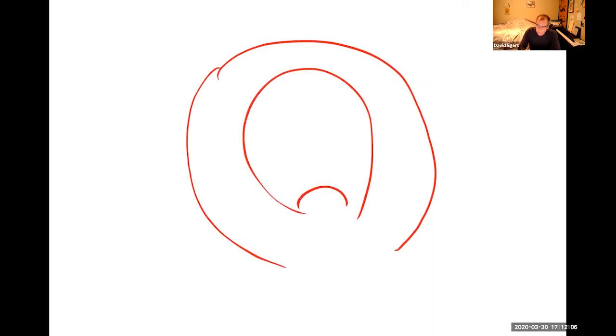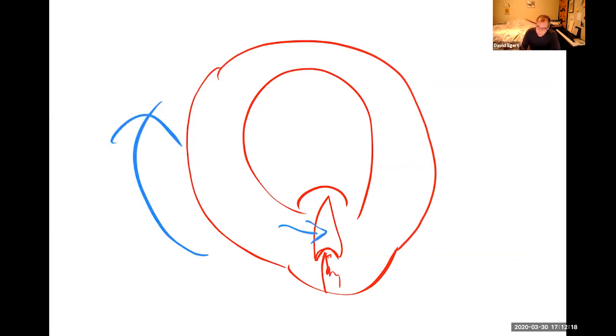So whenever you spin your head around, you're going to bend the little hair cells at the base of the cupula. If you spin your head that way, the cupula gets bent that way. That's going to send a message to your brain that your head is spinning.